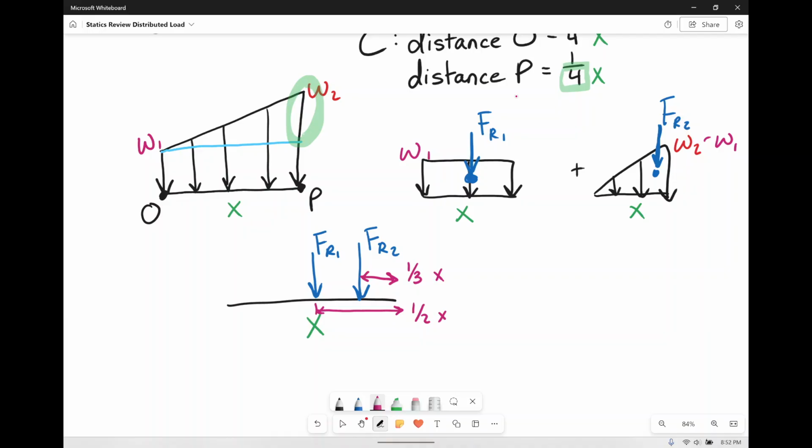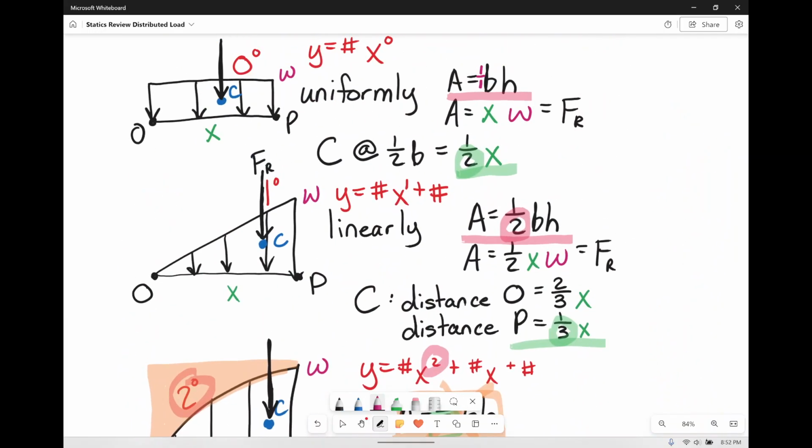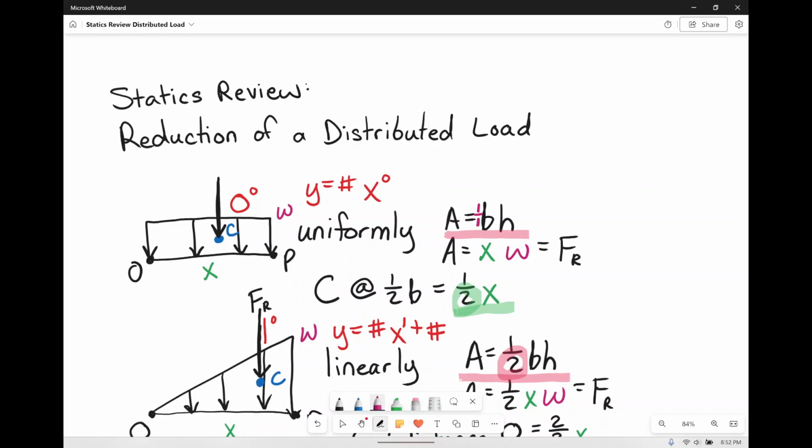That's it. You could technically sum them both all into a corner because it really doesn't matter. It's just some equilibrium equations. But effectively, to solve any problem, you just need to break it down into some itty-bitty pieces and compile them all together. And that is how you reduce a distributed load.